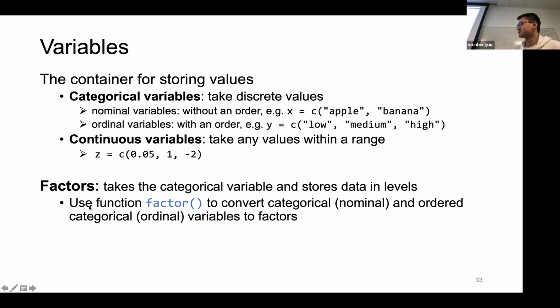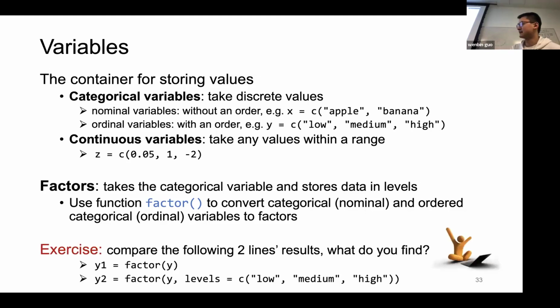We can use the function factor to convert a categorical variable into a factor. This is particularly useful in plotting. For example, if you want to plot a bar plot and you want the bars to be ordered in some way, this is the trick we are going to use. You can assign the factors to each bar, and then arrange them, for example, in decreasing or ascending order. This is the trick we can use to arrange the bars.